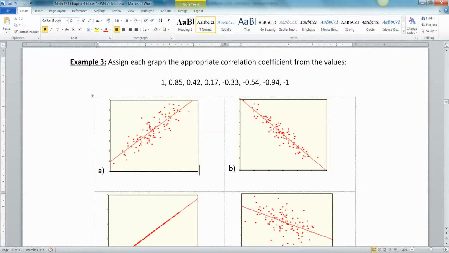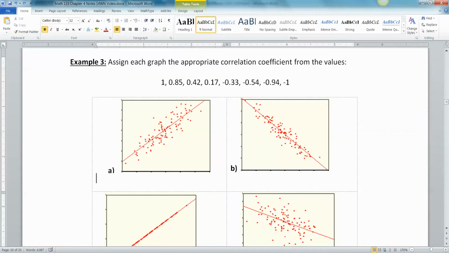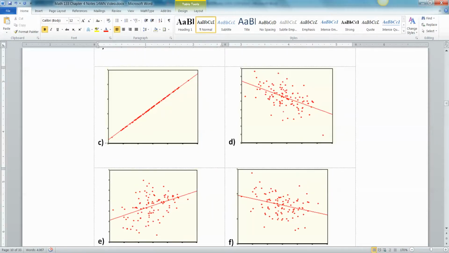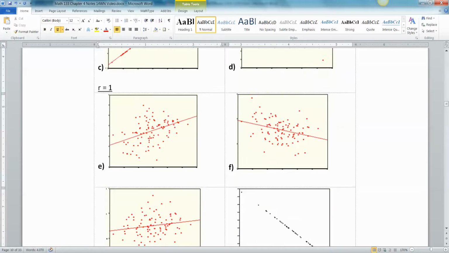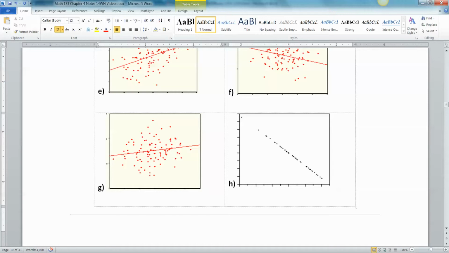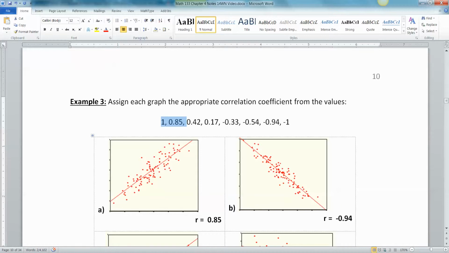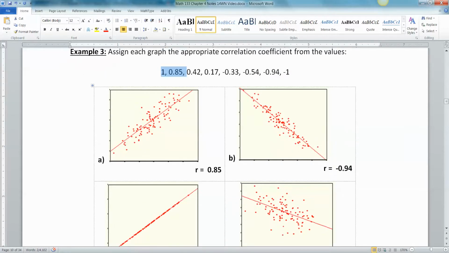Okay, so let's see here. C, I think, is the most obvious. C has an R value equal to 1. And then H would be -1. All right, now what about A and B? Well, A is positive and it's quite strong, so that's probably the 0.85. B is negative, and that's even stronger, so that's got to be the -0.94, right? The closer you are to 1 or -1, the stronger you are. So these two are 0.85 and -0.94.